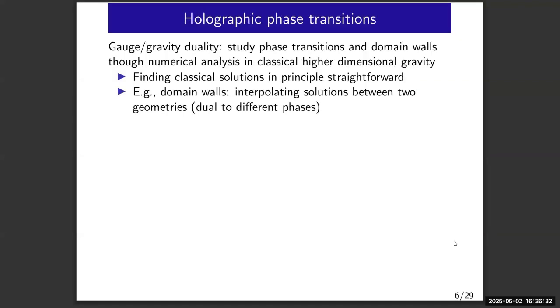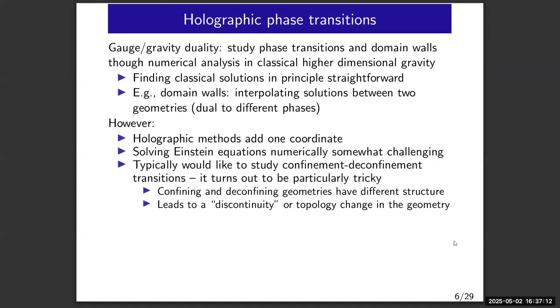And okay, so what do you want to do if you want to do this directly in holography? Well, it's in principle very straightforward. You can study phase transitions and domain walls just through numerical analysis in classical higher dimensional gravity. And solving classical actions is in principle straightforward. For example, if you just take the case of a planar domain wall, you need to find an interpolating solution between two geometries, which represent two different phases in your theory. Quite in general.